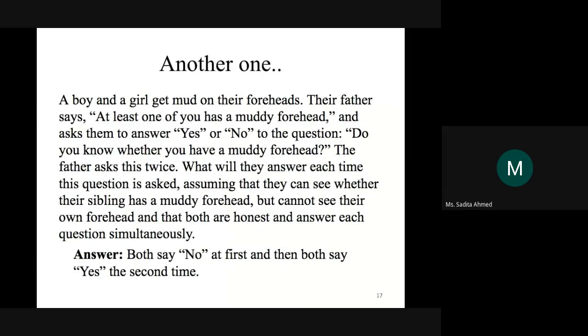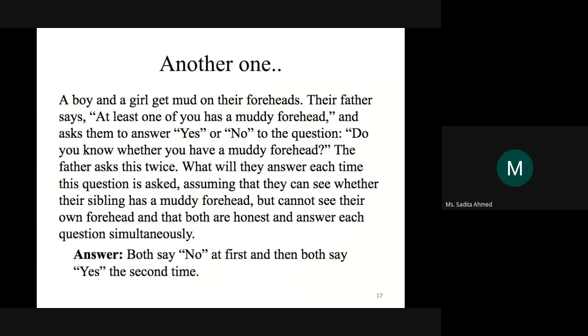She can see it. That's why, adding that with at least one has a muddy forehead, by combining those two conclusions together, she gets to the point where she does not know anymore whether she has a muddy forehead or not. That's for the first part. All right. And from there, you can deduce that, okay, it must mean that I have a muddy forehead.